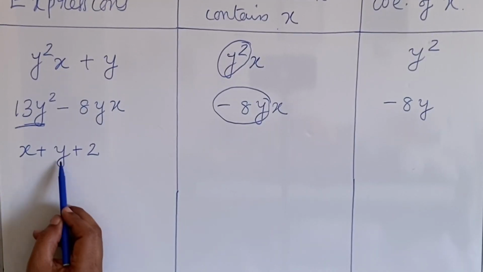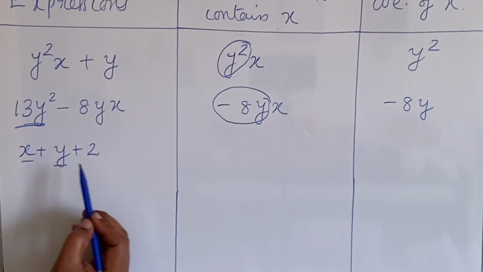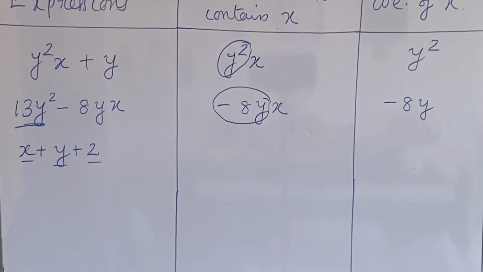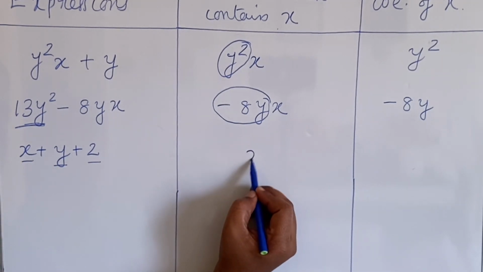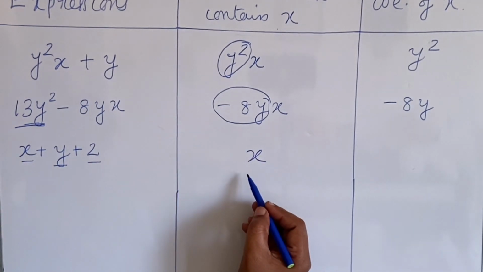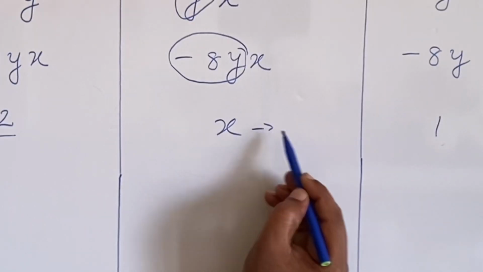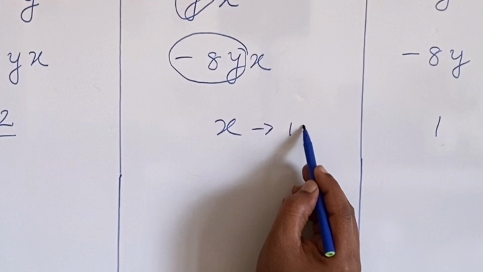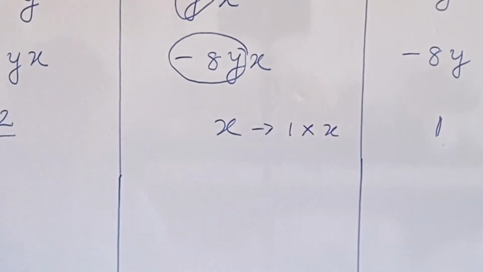Next question is x plus y plus 2. The expression contains three terms x, y and 2, where the second and third terms do not contain x. So the term which contains x is x itself, and the coefficient of x here is 1. As we know, x is the same as 1 into x, and the numerical value here is 1.